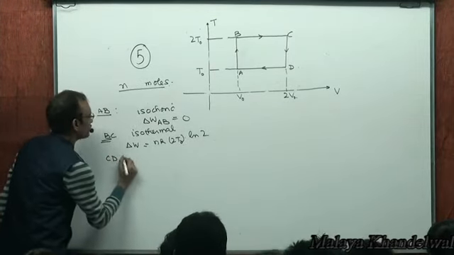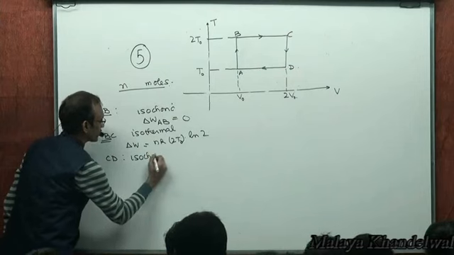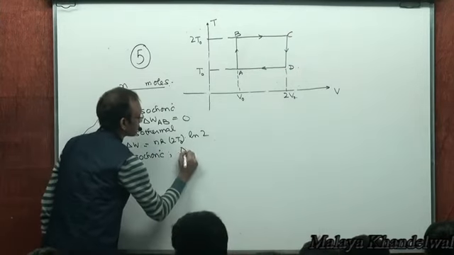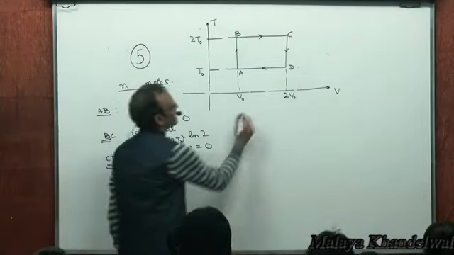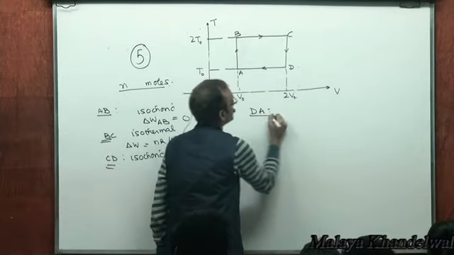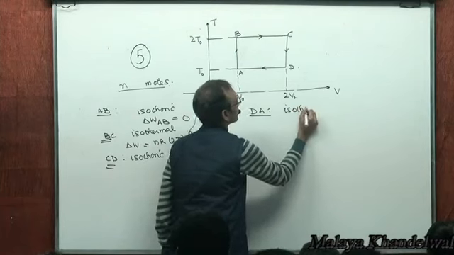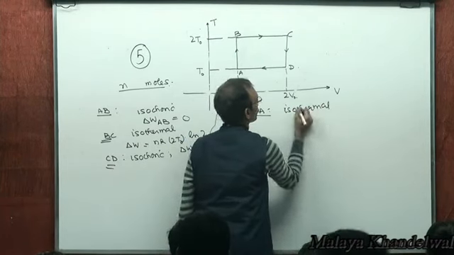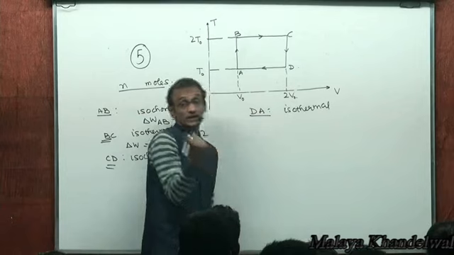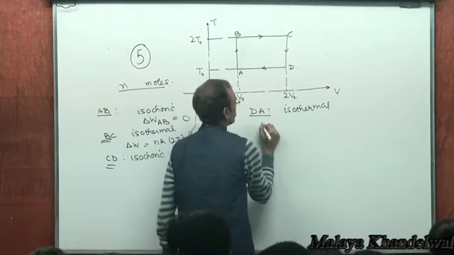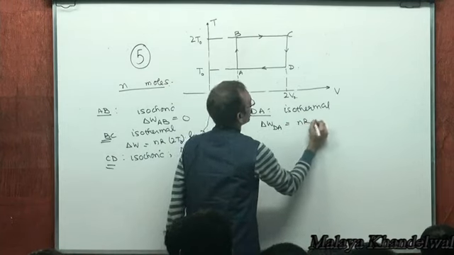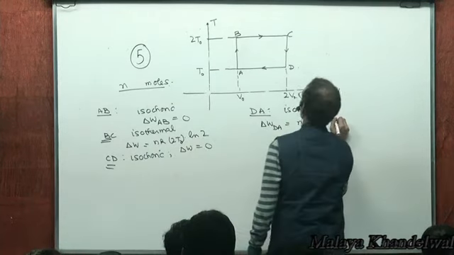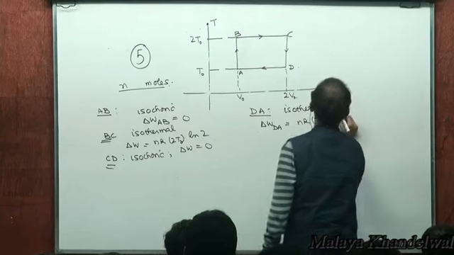C to D, what kind of a process is it? Isochoric. What's the work done? 0, right? That's CD. And then DA, what kind of a process is it? Isothermal. Volume decreases, so work done would be negative. So work done in DA is going to be NR T naught log final volume by initial volume, log of half.